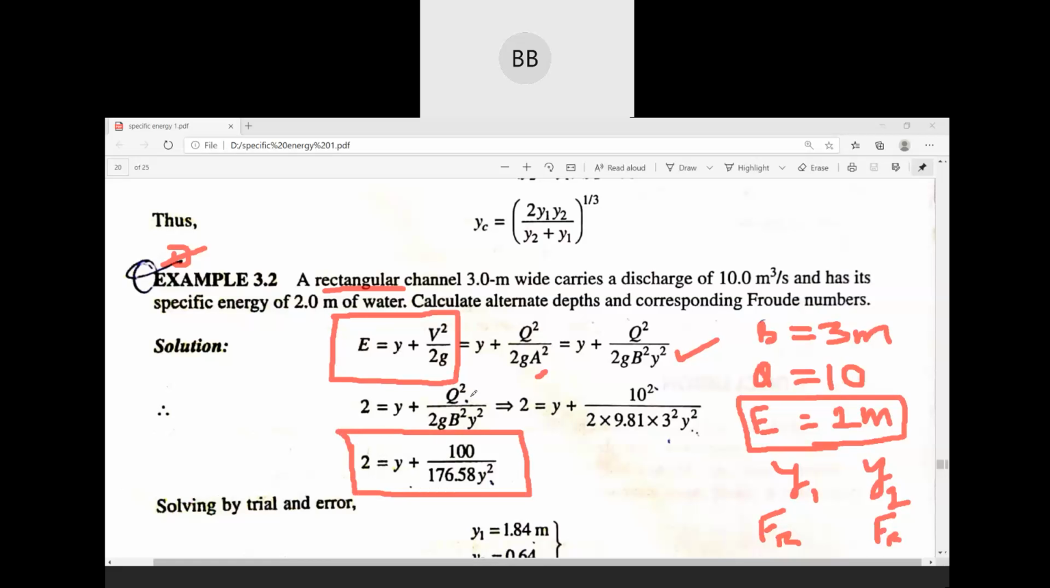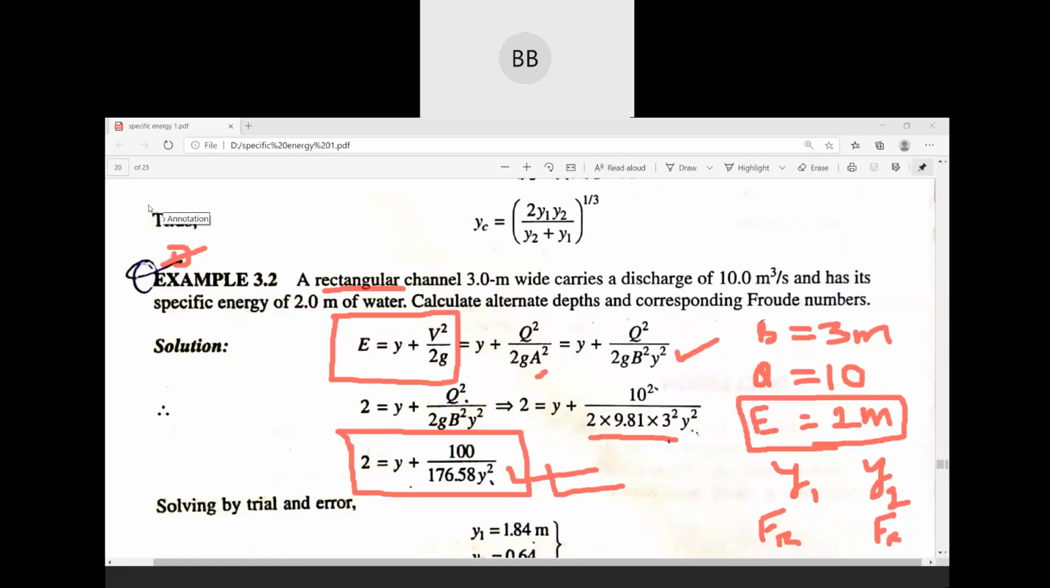So 10 square is 100, and if you multiply 2 multiplied by 9.81 into 3 square, you will get 176.58, and y square will be there. So you'll be having one equation with one unknown y value. Using your scientific calculator, you can easily find out the y value. Since you have a square, you will be getting two values.